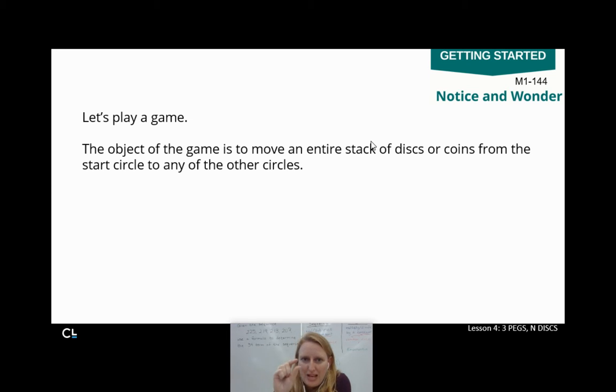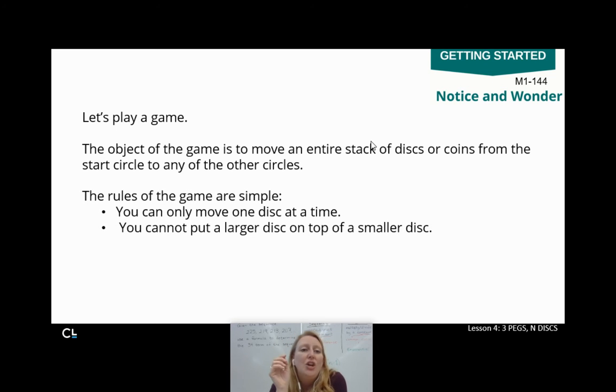All right, so we're going to have a stack and we need to move it from one circle to another circle, but there are rules. You can only move one disc at a time. True story. You can only move one disc at a time, okay? You can't grab a whole stack and move it. And here's the other trick. You cannot put a larger disc on top of a smaller disc.